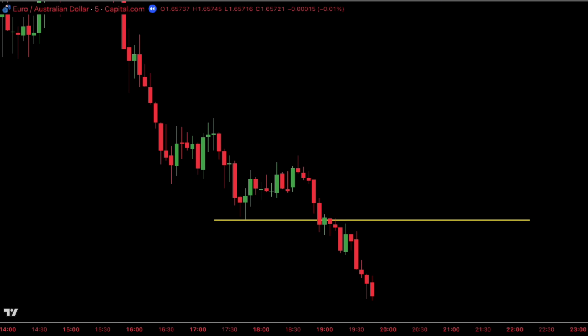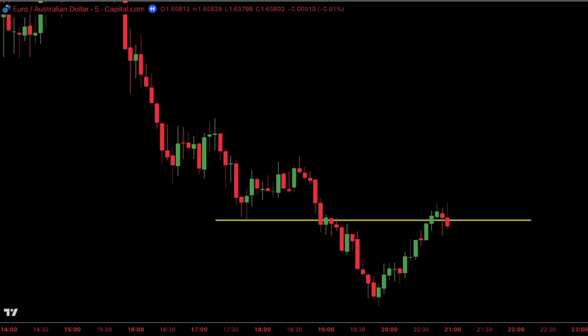The only thing missing is the signal. Now look at what happens next. The market starts to retrace again and moves back toward the resistance level. When price reaches this level, we see a clear rejection, forming a pin bar candlestick pattern. This rejection tells us that sellers are stepping back into the market and defending this level.